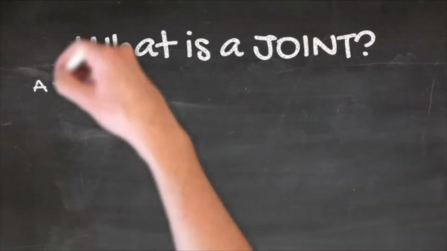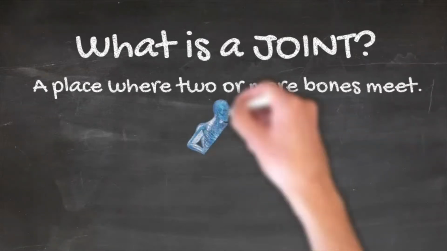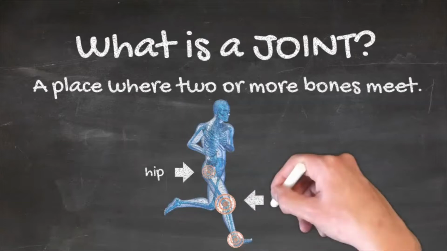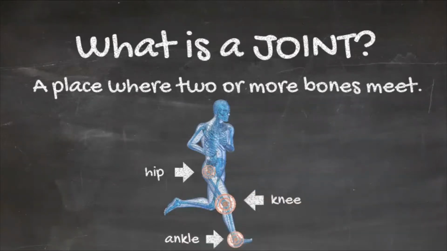A joint is simply a place where two or more bones meet. We can have fixed joints where they don't move, but a couple of mobile joints, examples, are the hip, the knee, and the ankle in the human body.